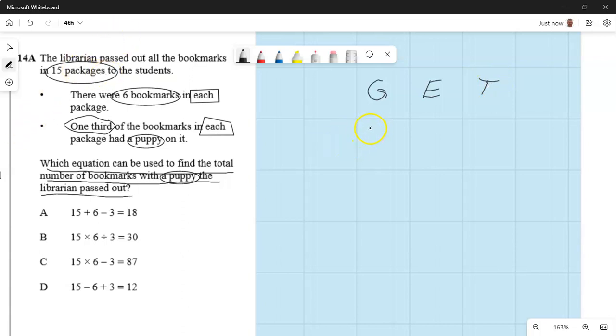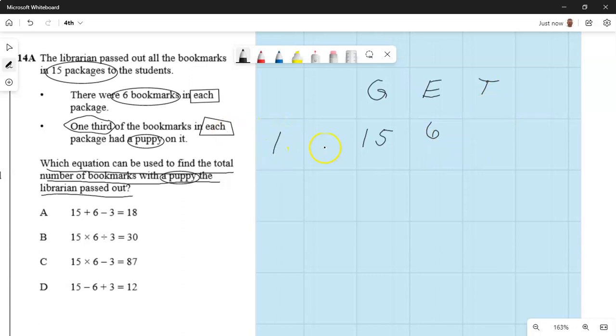Okay, so the first part, I got 15 packages. The 15 packages are going to be my groups in this case. Right there, there's 6 bookmarks in each package. It's right there next to each, so the 6 is going to be my each. So whenever I'm using the get strategy, I know I got equal size groups, I know how many groups there are, I know how many are in each group, and I'm trying to find out the total. That's going to be a multiplication problem.